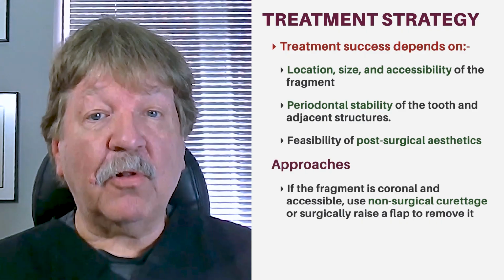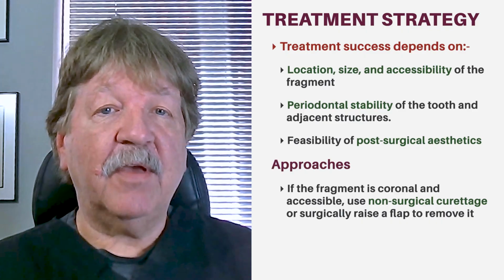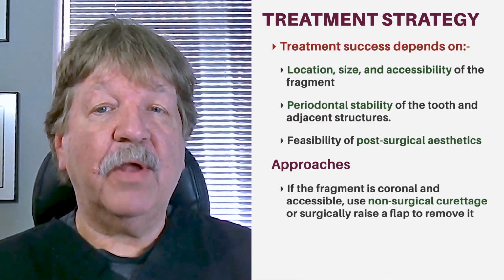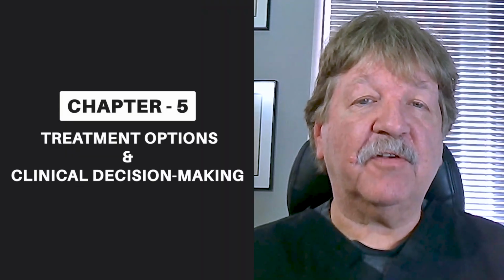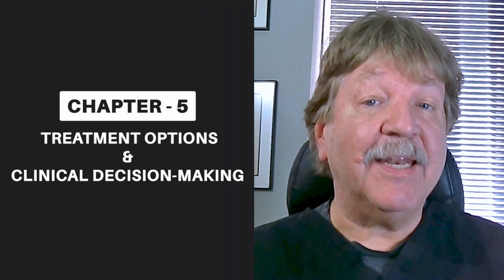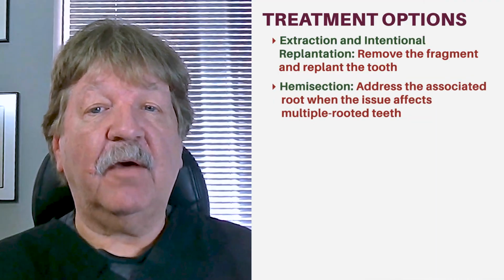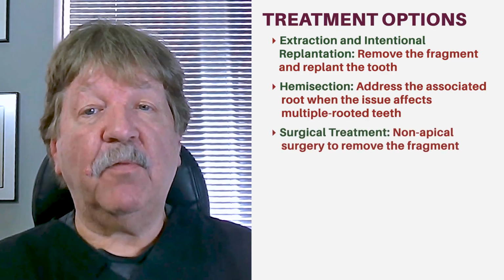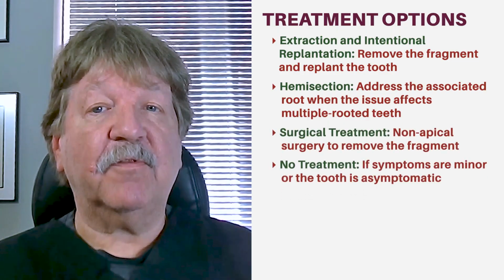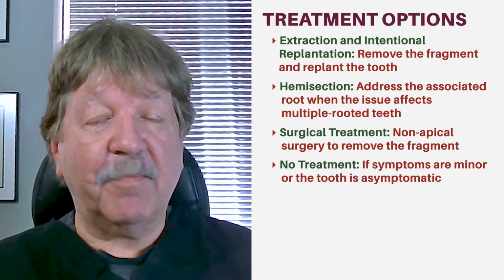If the fragment is coronal and more easily accessible, we may attempt to curette this fragment non-surgically or raise a flap and try to remove it surgically. We need to determine the extent and the position of the fragment in order to determine whether it's reasonably accessible either non-surgically or surgically. CBCT imaging, again, is the essential tool for determining this information. Treatment options can include extraction of the tooth and removal of the fragment and then intentional replantation, hemisection of the associated root when the problem occurs in multiple rooted teeth, surgical treatment without apical surgery, or no treatment if the symptoms are minor, or if the area is completely asymptomatic.